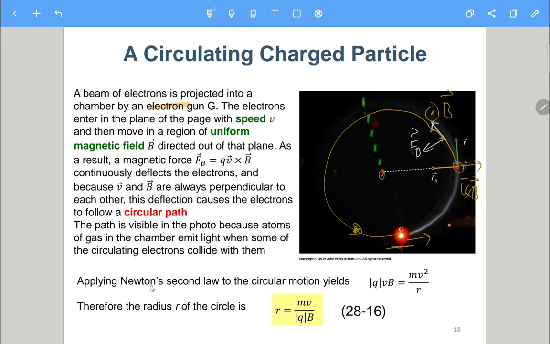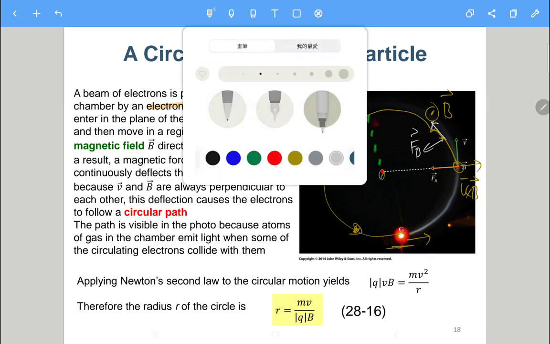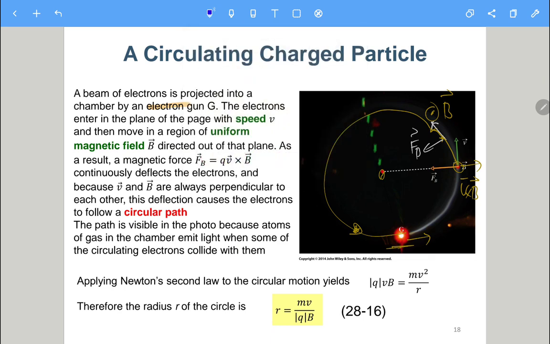So it says, applying Newton's second law to the circular motion, use this equation. Actually, it is like F equals ma. Newton's second law of motion is nothing but F equals ma. So this is the Lorentz force, F equals ma, and this is m, and a will be v squared over r.